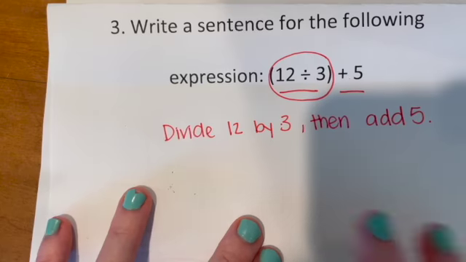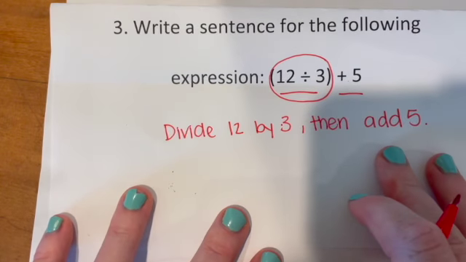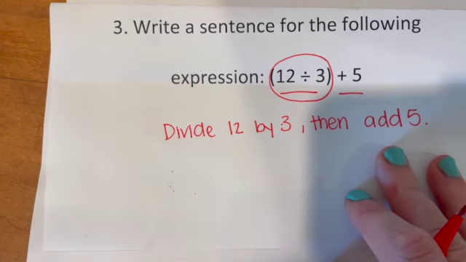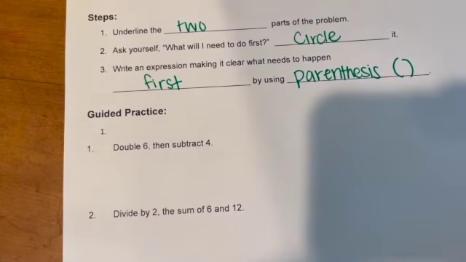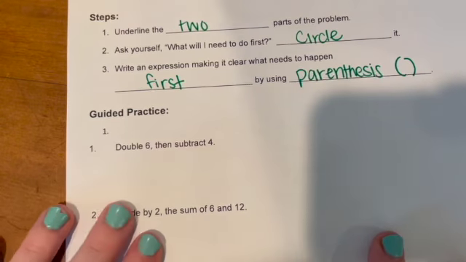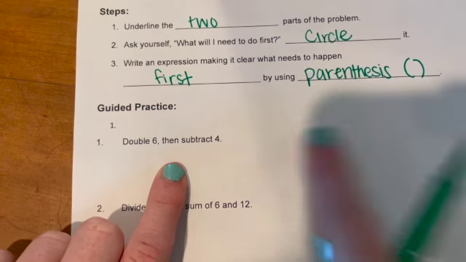You might come up with your sentence a little bit different than mine, and that's okay if you're going to end up with the same expression. So we're going to now do some guided practice. I'm getting out my green pen. Number 1 says double 6, then subtract 4. So I'm going to follow the steps.